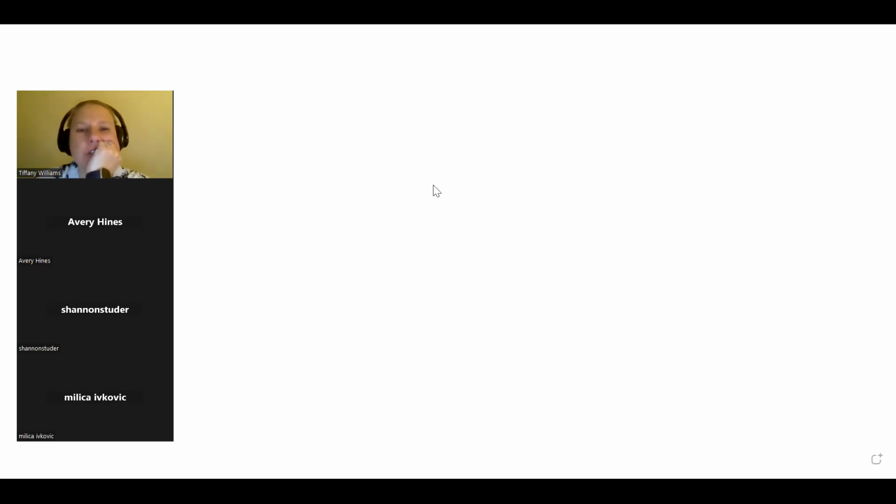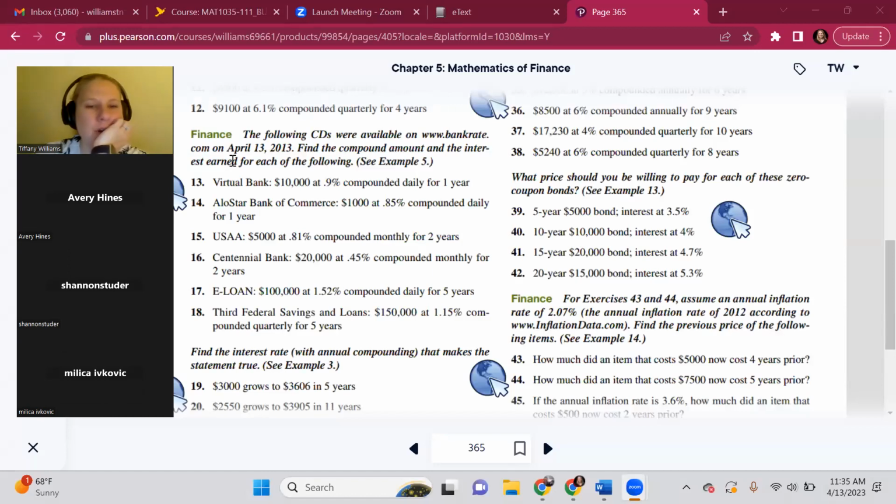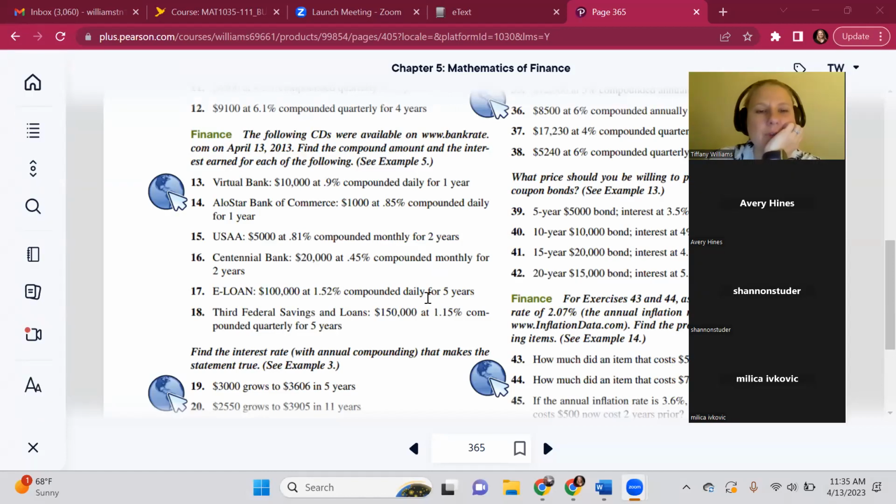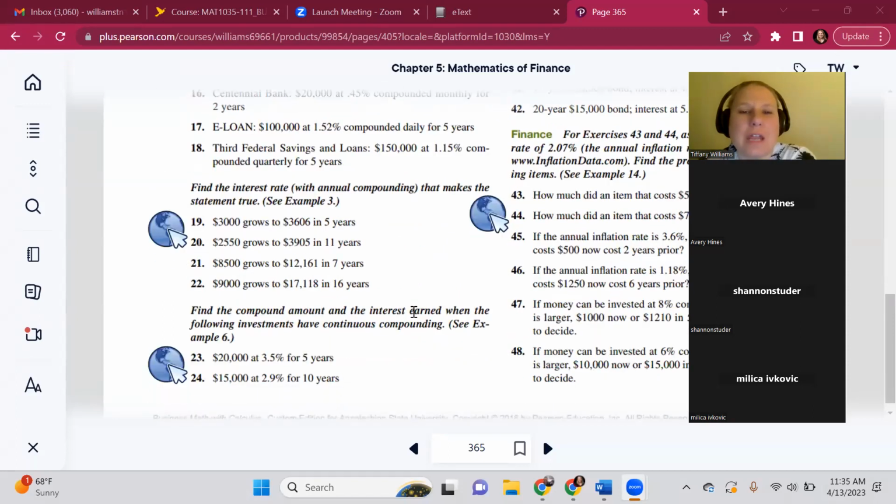Let's do a new share here. Let's try a different type of problem. So we are going to look at number 20. Number 20, find the interest rate with annual compounding. So we are compounding annually. That's really important. That makes the statement true. So $2,550 grows to $3,905 in 11 years.